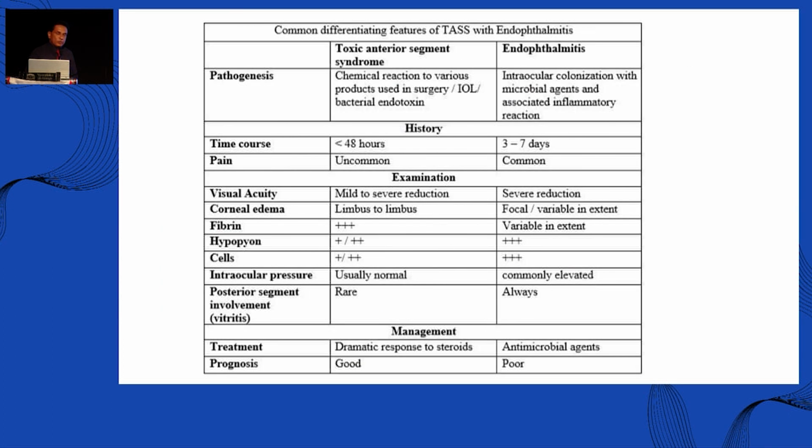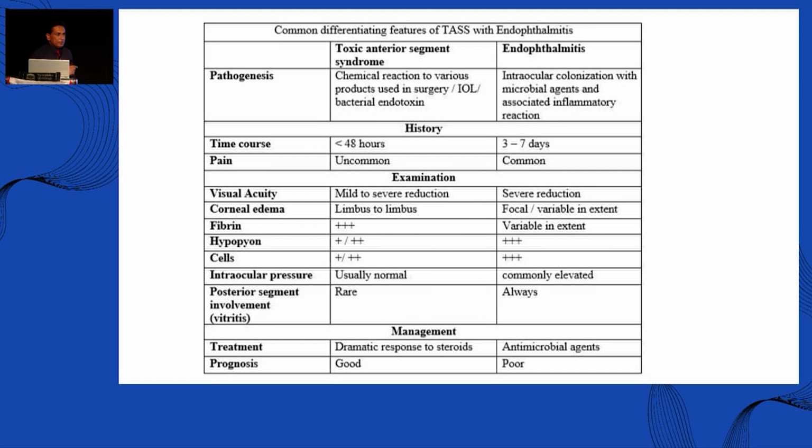In addition to that, in some situations we are not sure whether this is endophthalmitis or not. Most of the time, what we see is TASS, toxic anterior segment syndrome. Sometimes we misdiagnose it as endophthalmitis, and the other way around also. Sometimes we think it is TASS, but actually it is endophthalmitis. Because of these things, we should know what is TASS and what is endophthalmitis.